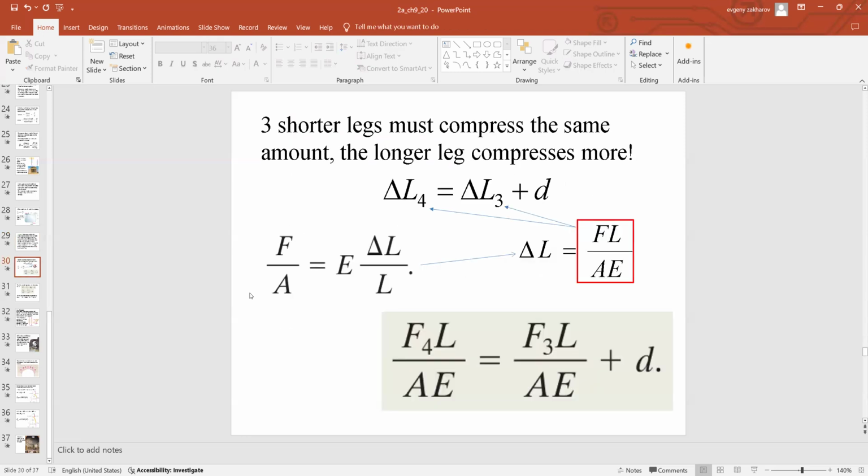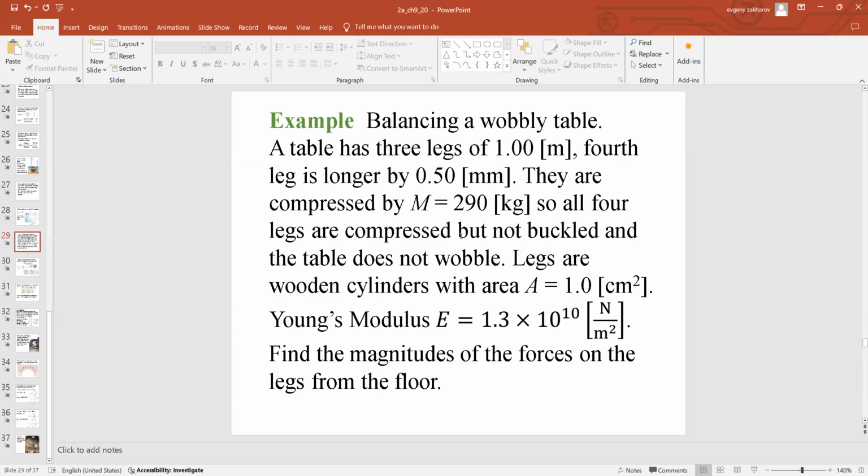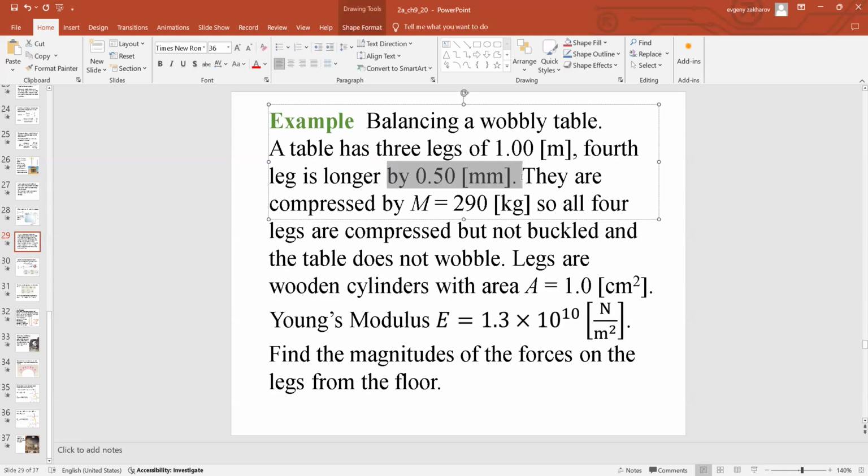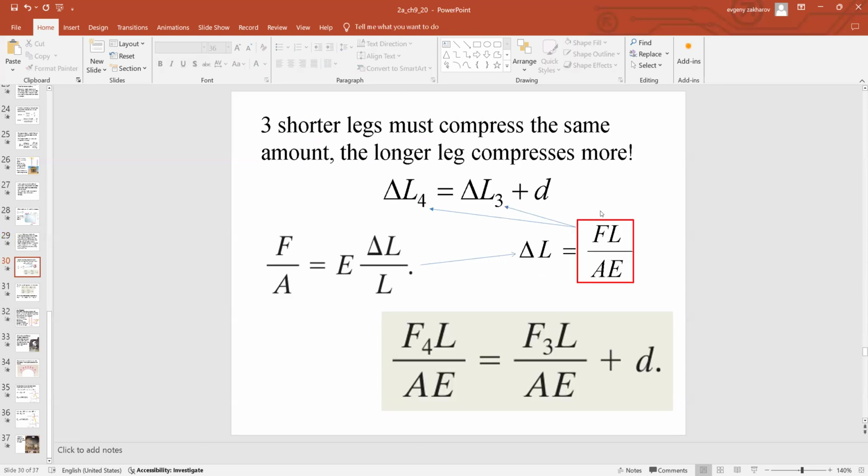Very easy scenario because you have a balance of forces and all legs undergo that compression, but one leg is what? The fourth leg is longer by a little bit, and this is the difference between the compression of other three legs and the fourth leg. So compression of the fourth leg is the compression of the three legs and the difference between the original size of three legs and the fourth leg.